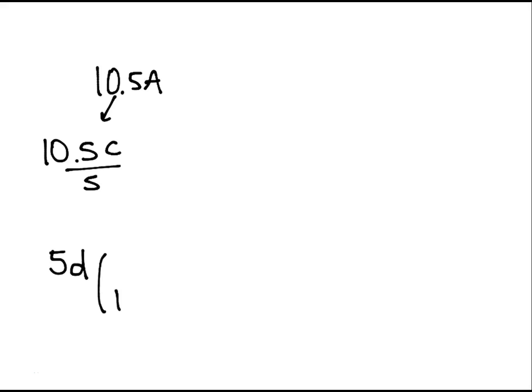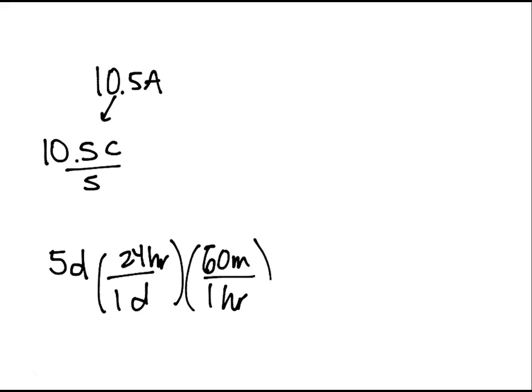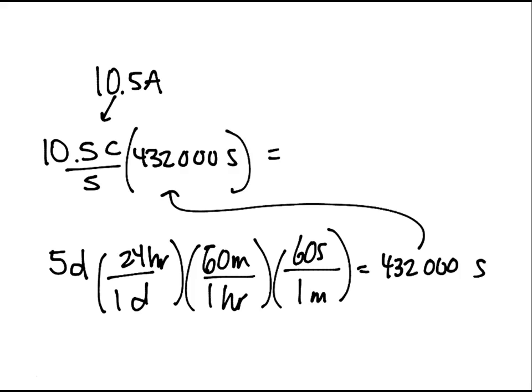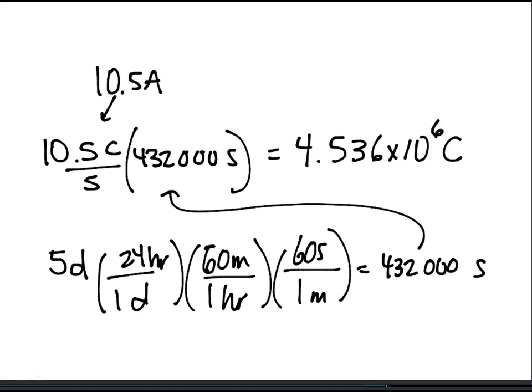So we're going to start with the numbers that are given in the problem. We know that there are 10.5 amps, and 10.5 amps is the same as 10.5 coulombs per second. We're going to convert the time, 5 days, into seconds because the amperes are in coulombs per second. So 5 days times 24 hours in a day times 60 minutes in an hour times 60 seconds in a minute gives us 432,000 seconds. We multiply that by the amperes, which gives us 4.536 times 10 to the 6 coulombs. That's a lot of coulombs because the electricity was turned on for 5 whole days.